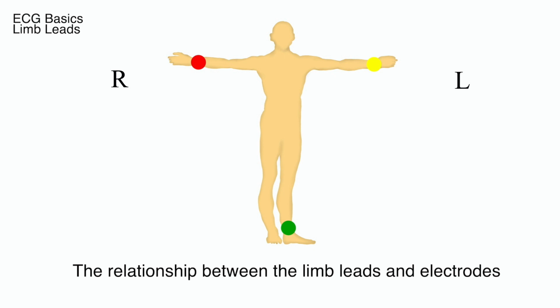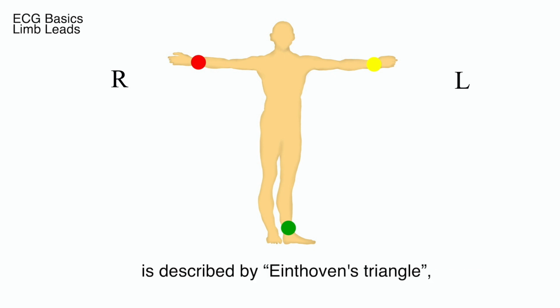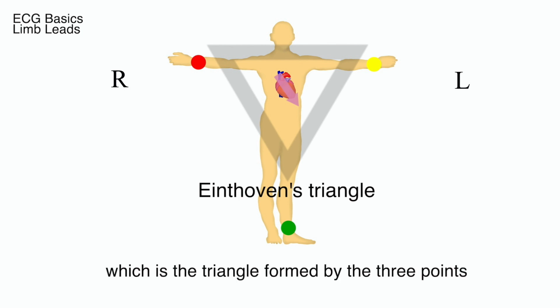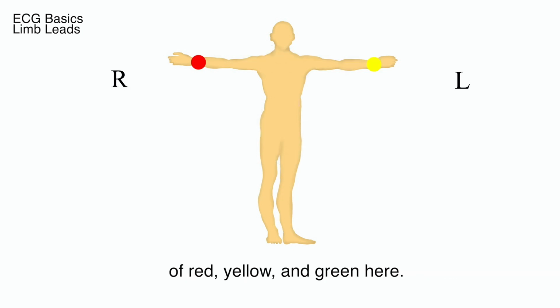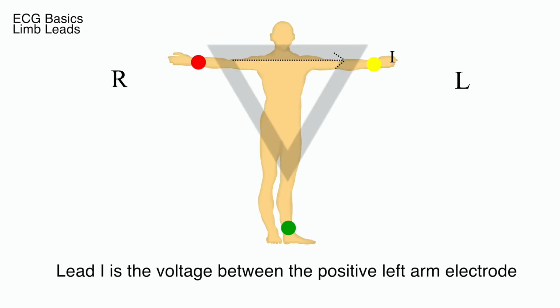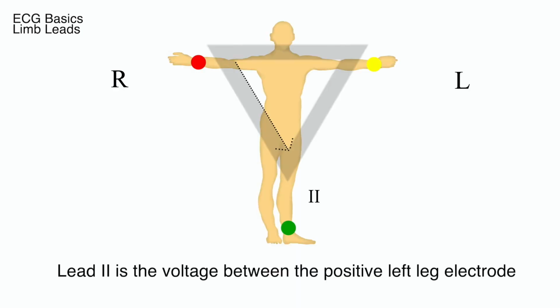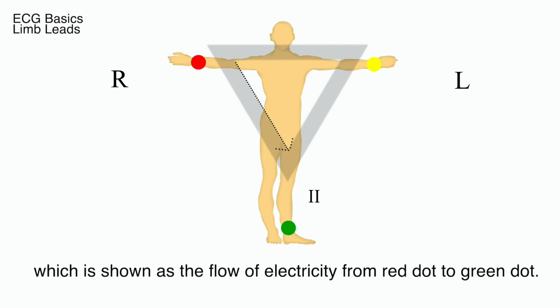The relationship between the limb leads and electrodes is described by Einthoven's triangle, which is the triangle formed by the 3 points of red, yellow, and green here. Lead 1 is the voltage between the positive left arm electrode and the right arm electrode. Lead 2 is the voltage between the positive left leg electrode and the right arm electrode, which is shown as the flow of electricity from the red dot to the green dot.